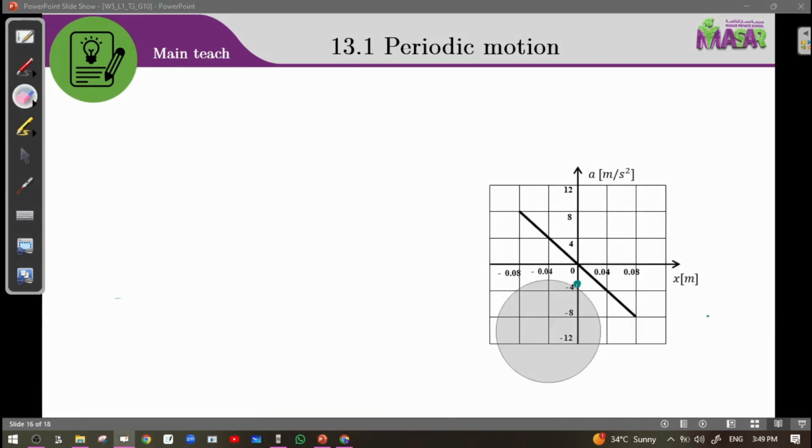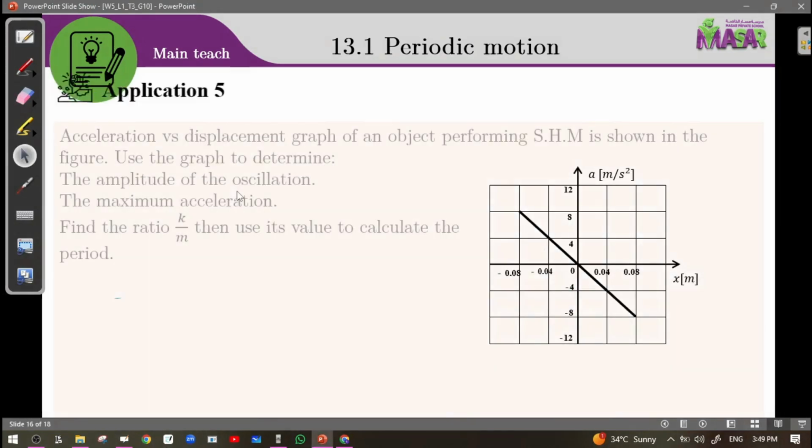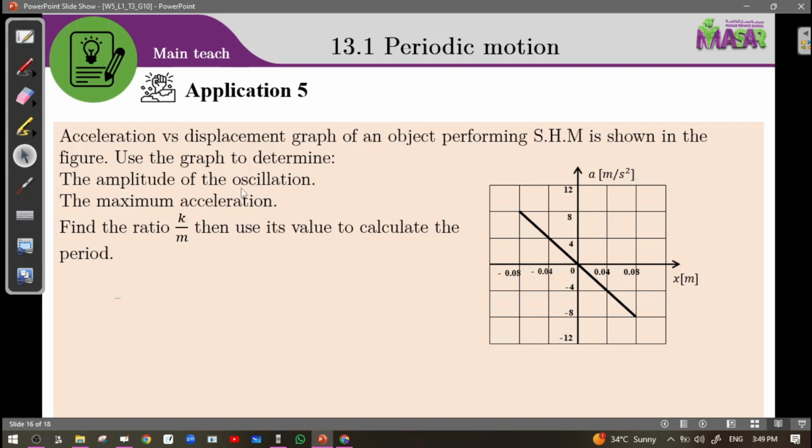The last question for today. The acceleration versus displacement graph of an object performing simple harmonic motion, or SHM, is shown in the figure. Use the graph to determine the amplitude of the oscillation. Now the amplitude of the oscillation is defined to be the distance from the equilibrium to the maximum position.